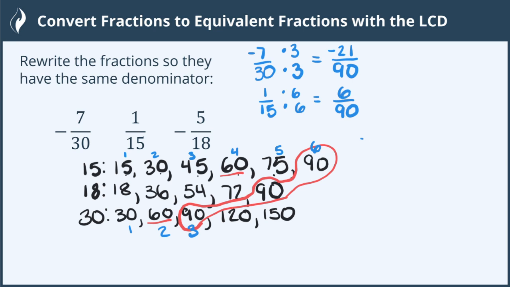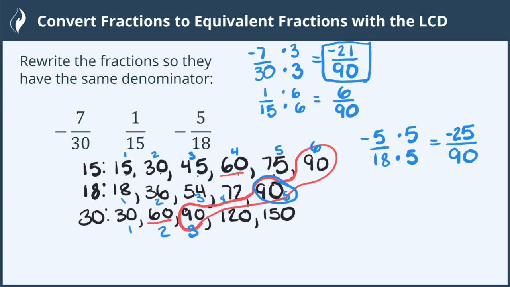Now the last one I have, negative 5/18, and it was 1, 2, 3, 4, 5. So I know that 18 times 5 equals 90. So I'm going to multiply the denominator by 5. And because I multiply the denominator by 5, I must multiply the numerator by 5. 18 times 5, we already found, is 90. Now negative 5 times 5 is negative 25. And I have the fractions all rewritten with the least common denominator of 90.